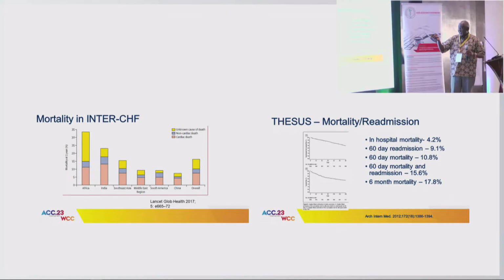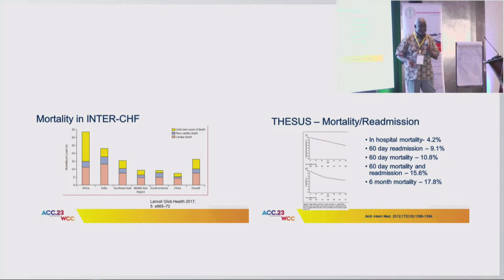On the left is a study that was called INTER-CHF. I think Felix Baraza was actually one of the participants in this study that looked at heart failure across several regions of the world. This was done under the auspices of Salim Yusuf. And what you can see there on the extreme left is the one-year mortality in Africa. Clearly the mortality in Africa is about, for example, 3 times the mortality in China. So we have a specific burden related to heart failure.